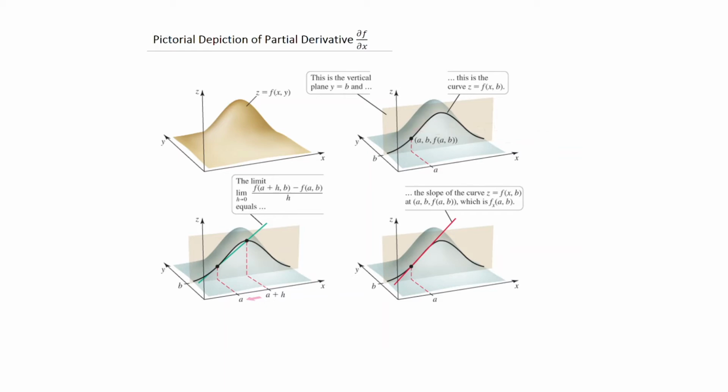Now in the bottom left-hand corner, we're going to take two points, one at a and one at a plus h. Of course, b is held constant. Then we compute the slope between those two points. This is the straight line that you see here. Then we let h go to 0, which means this point is slowly but surely moving towards this point. In the limit, we're dealing with a line which is tangent to the surface at this point, in the x direction, evaluated at the point x, y equals a, b. That's how you can visualize what the partial derivative is with respect to x.